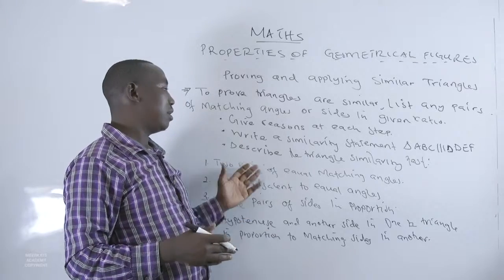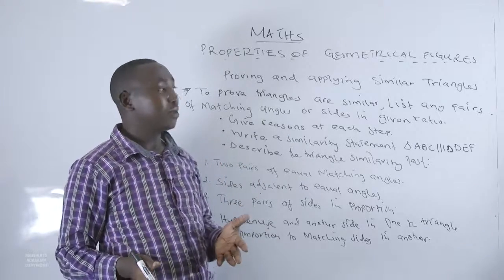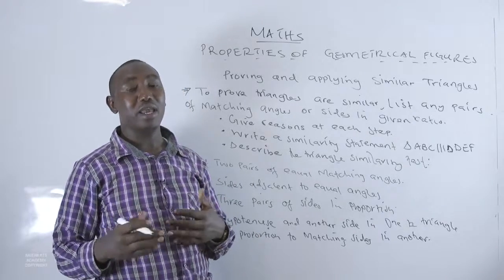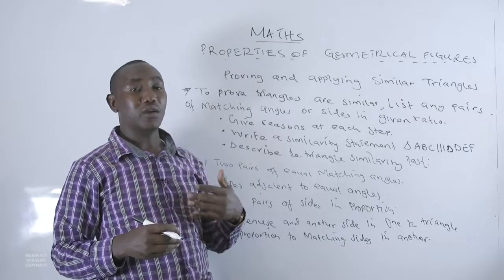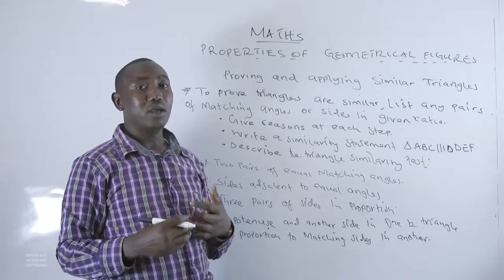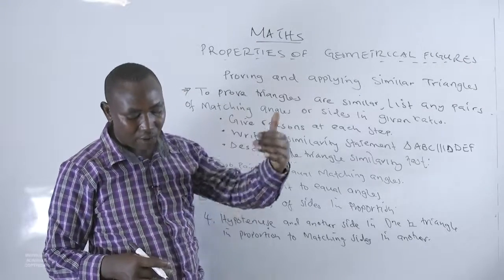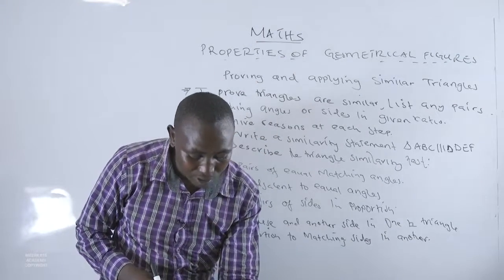The first test is on the equal matching angles. Of course, if two angles are matching or equal, then that will tell you that the third angle will also be equal to the third angle of the other triangle.